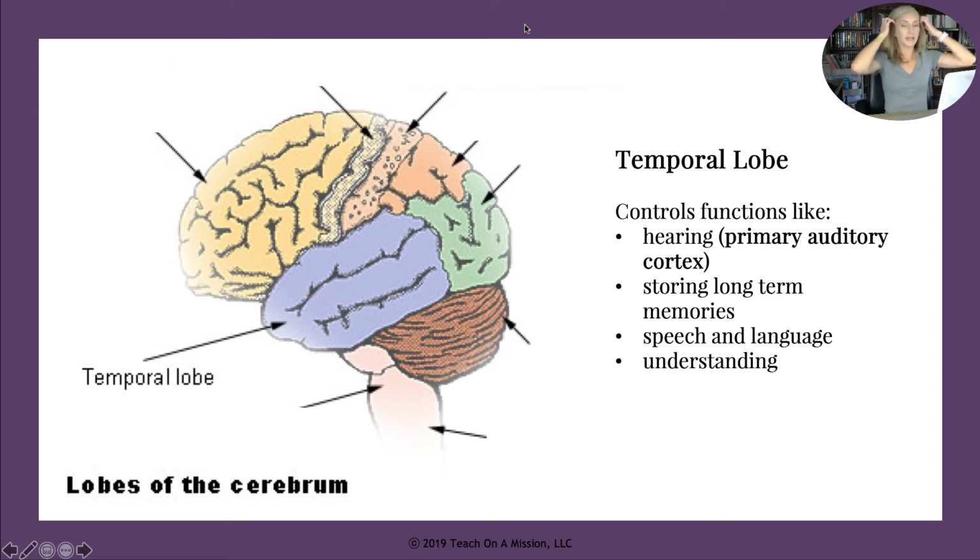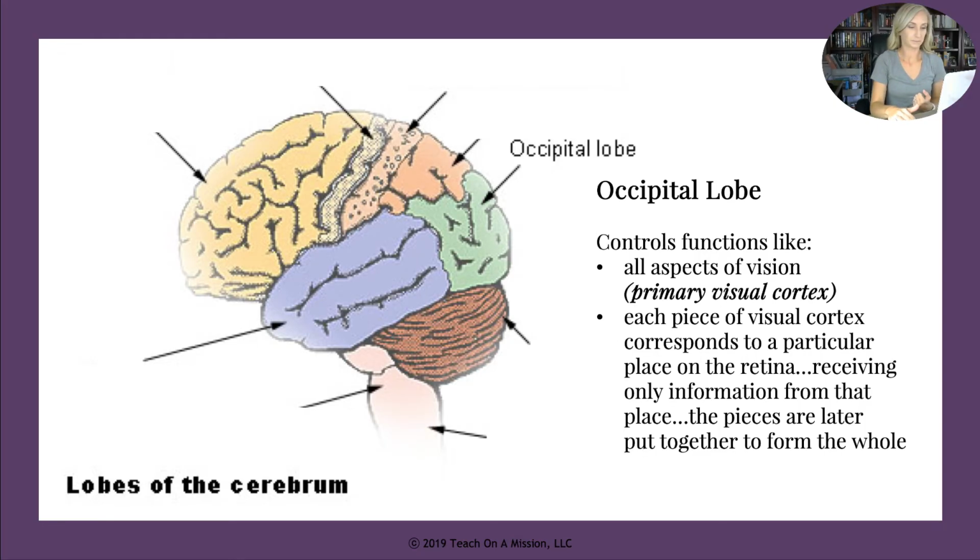All right, the next one, and I'm putting my hair behind my ears, is your temporal lobe. It's kind of like that space just above, and really behind your ears. They control functions like hearing with your primary auditory cortex. There is a cortex in there, but it's all about hearing. Hence why I put my hair behind my ears, because that's where your temporal lobe is, but also indicates its function. Storing long-term memories, speech, and language understanding.